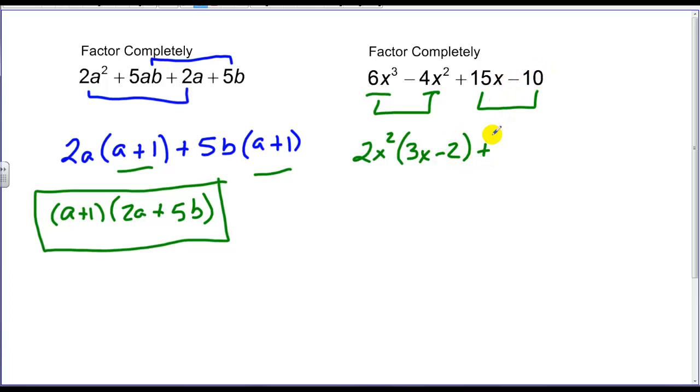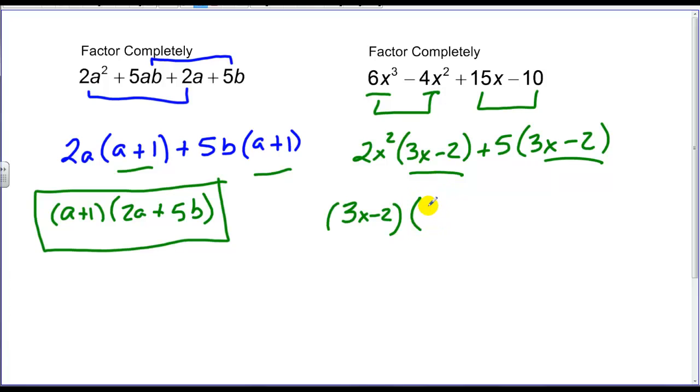And between 15 and 10, there's a 5 in common. And 5 times what is 15x? That's 3x. And 5 times what is negative 10? That's a negative 2. And once again, you'll notice the 3x minus 2 is in common. And I'll pull that out as my GCF. And 3x minus 2 times what is 2x squared times 3x minus 2? That's just 2x squared. 3x minus 2 times what is 5 times 3x minus 2? That's just 5.